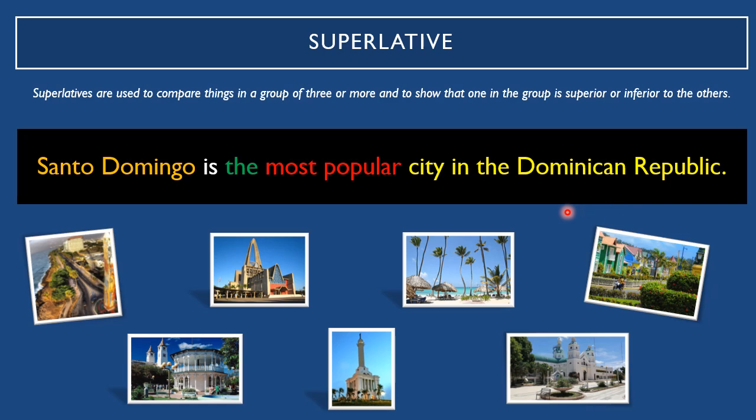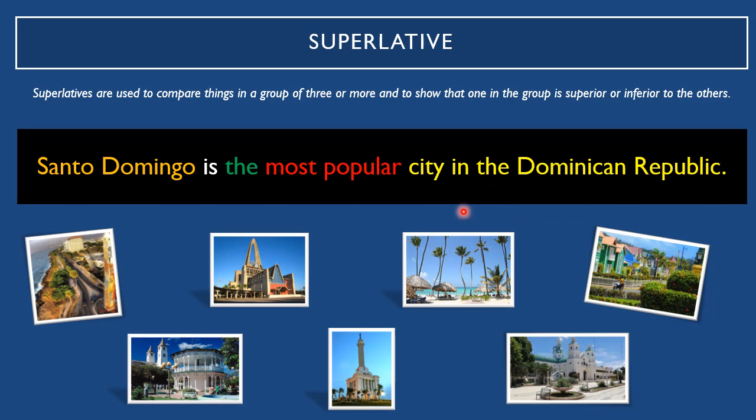In the Dominican Republic, we have a lot of cities. For example, we have La Altagracia, Higüey, we have Puerto Plata, Santiago, Santo Domingo, we have Montecristi, Samaná, but from all those cities that I mentioned, there is one that is superior in popularity, and it is Santo Domingo. Santo Domingo is the most popular city in the Dominican Republic.